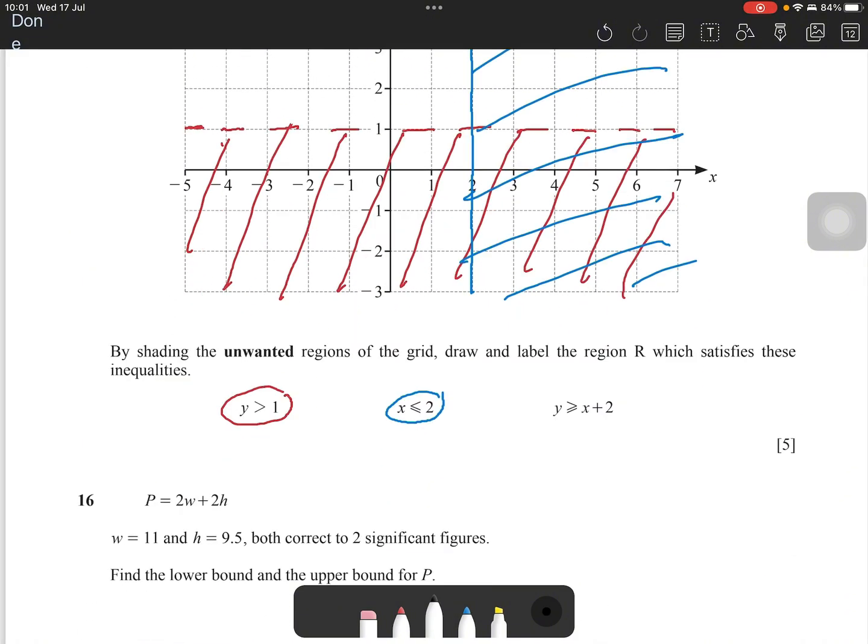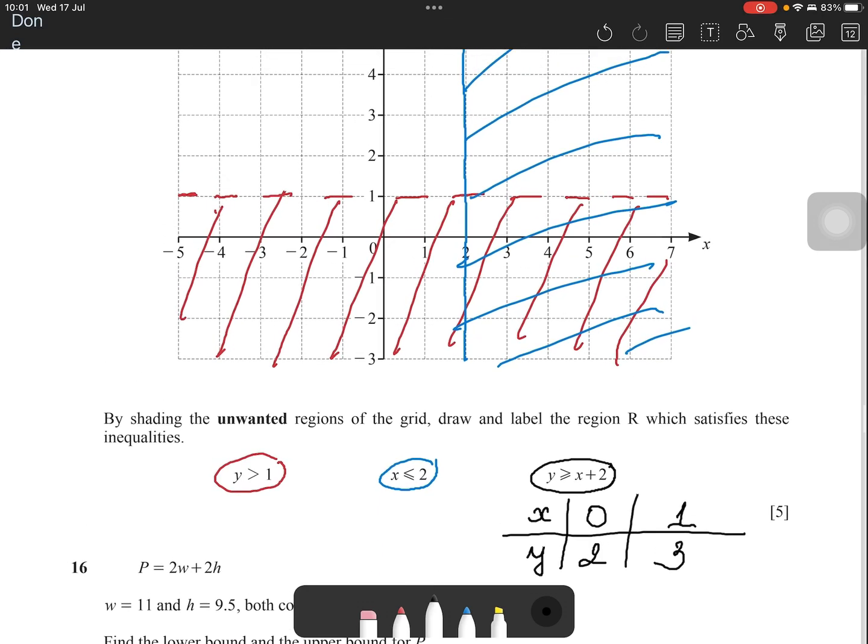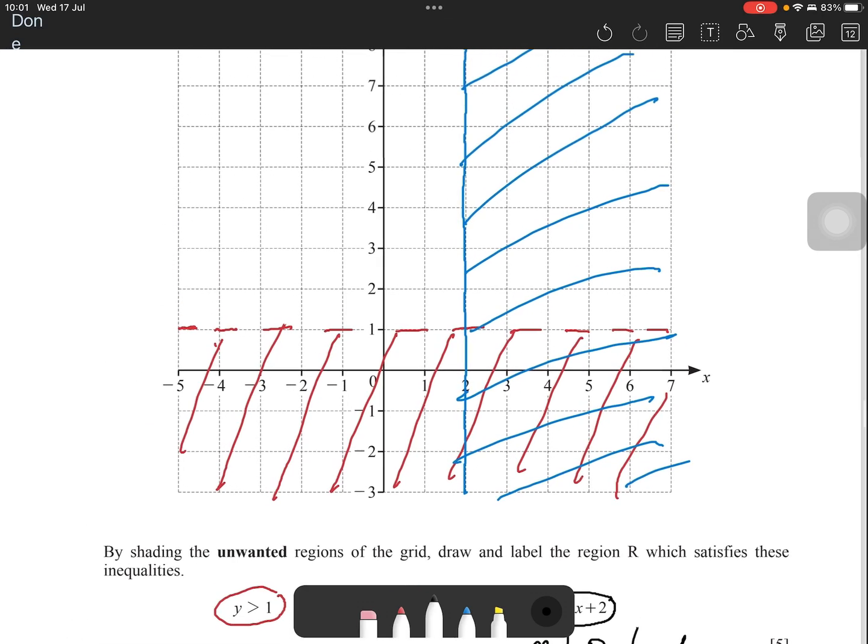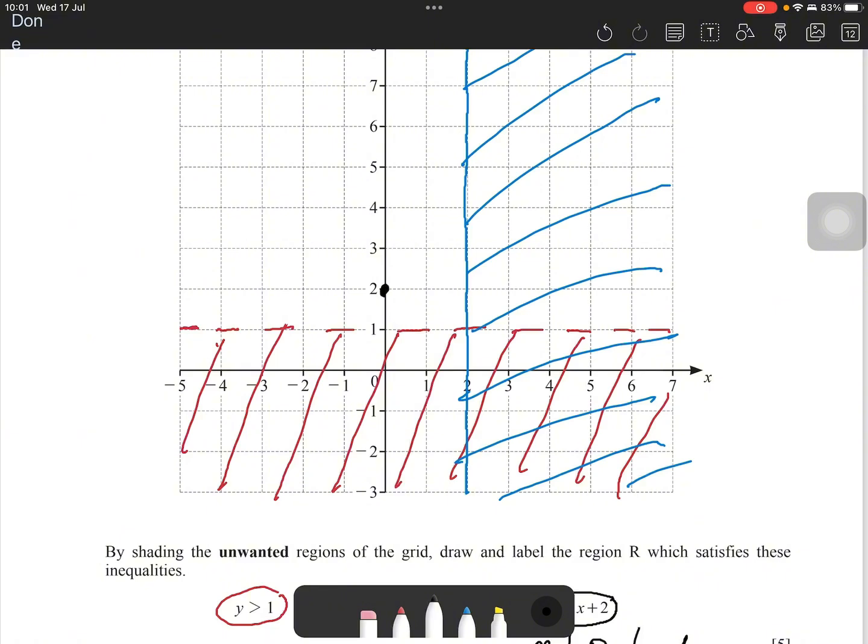Finally, y is greater than or equal to x plus 2. First, we draw the line y is equal to x plus 2. How to draw this line? We can draw a table of values for x and y. When x equals 0, then y is 0 plus 2 equals 2. When x equals 1, y is 1 plus 2 equals 3. So we plot these 2 points on the grid, (0, 2) and (1, 3). (0, 2) here. (1, 3) is here.